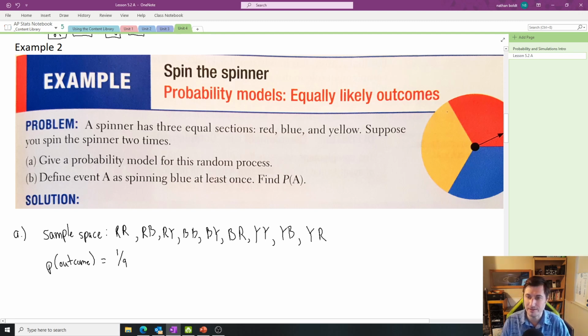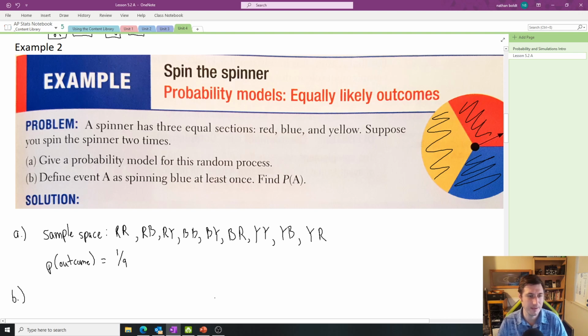The areas here are all the same. No quadrant, or what's a quadrant when it's only 3? Trident. Each one is equal in area, so I would assume it's an equal probability for each outcome there.